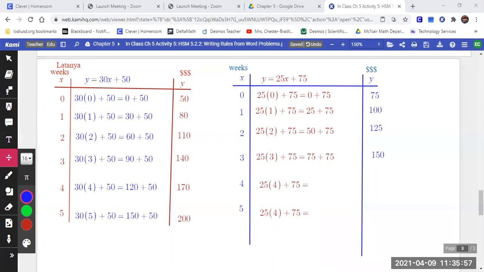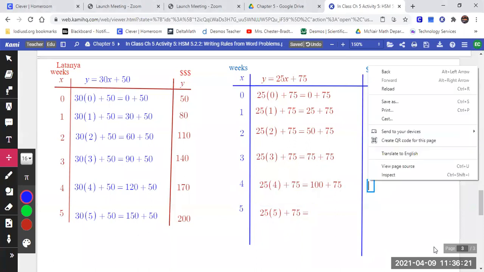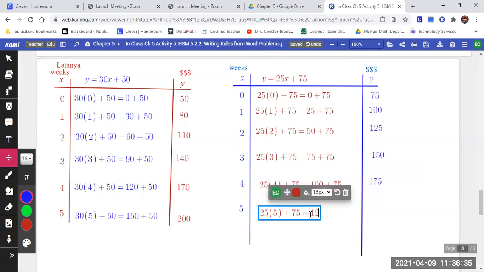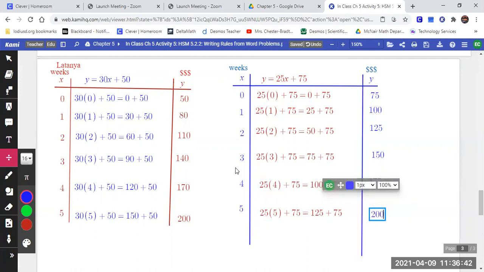So yes, 100 plus 75 gets us what in the Y column? 175, thank you. Okay, so last one. This should be a 5, right? What's it going to be? What's going to come out to be? 125 plus what was already there? So what are we going to get? 200. Now, we have to make the pairs. Okay.